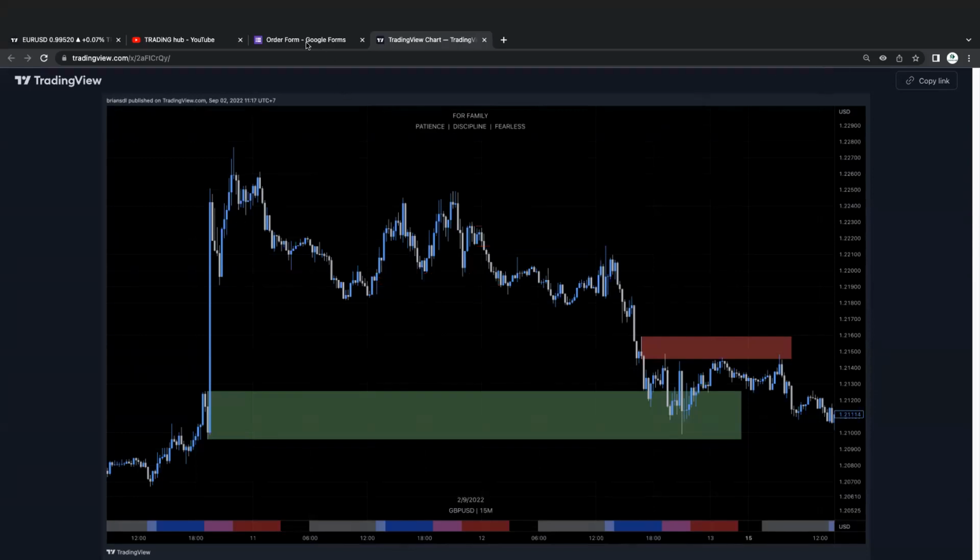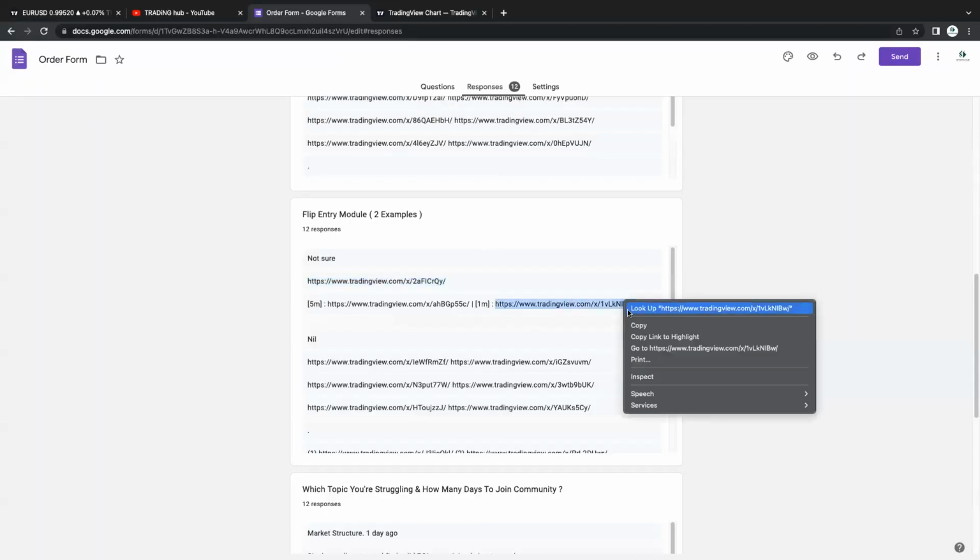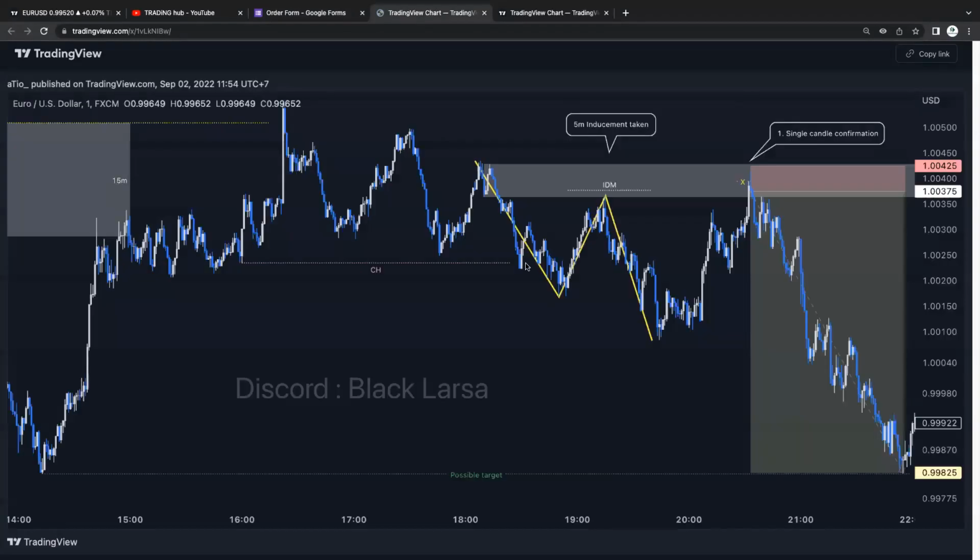Okay, now let's see another one. Then we can find the perfect example if possible. So this one is a flip entry model. Right now, this one is not an actual flip. This one is also not a valid flip entry.